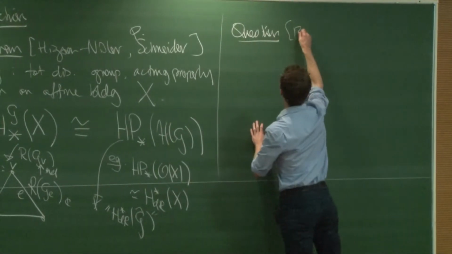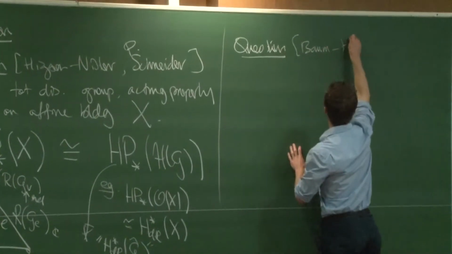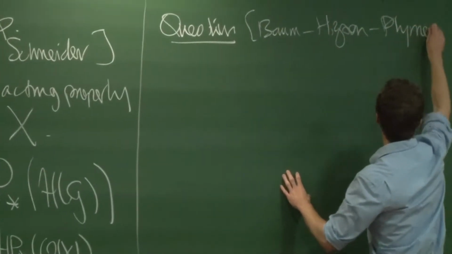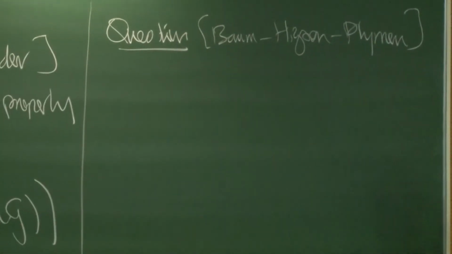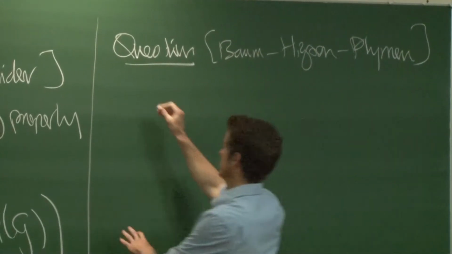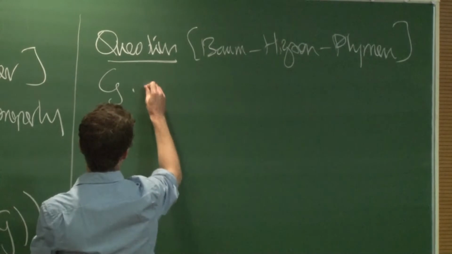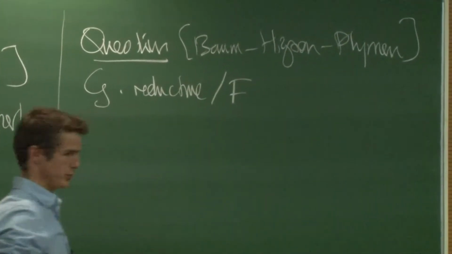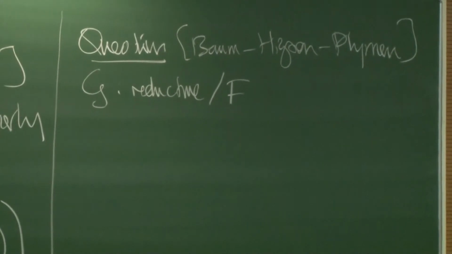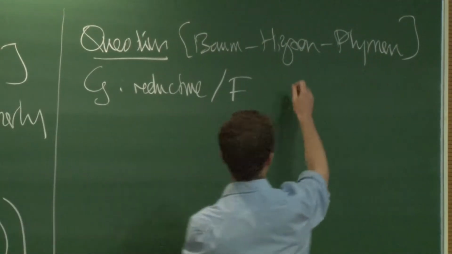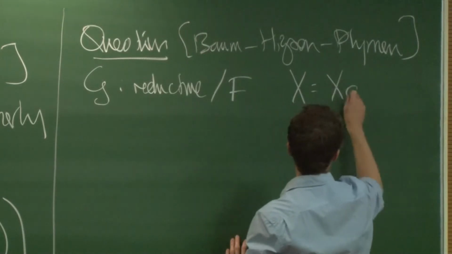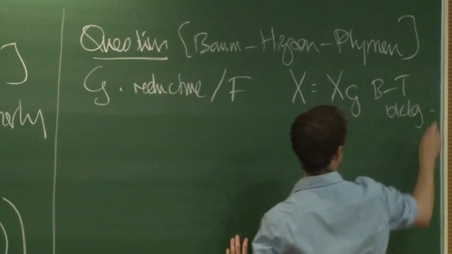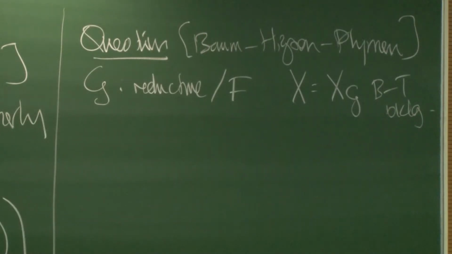Question posed by Reeder, Higson, and Kleiman. Suppose that G is a reductive group over a non-Archimedean local field, and suppose that X is the extended Bruhat-Tits building. Okay, then we have an isomorphism like this.